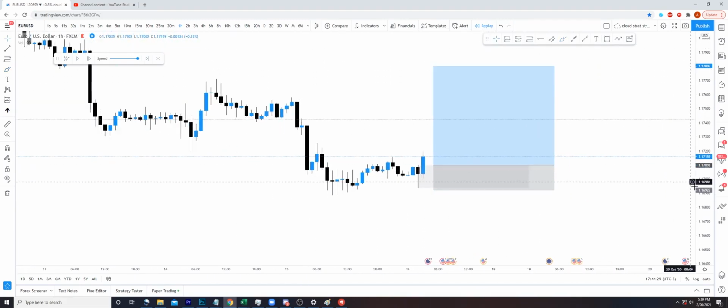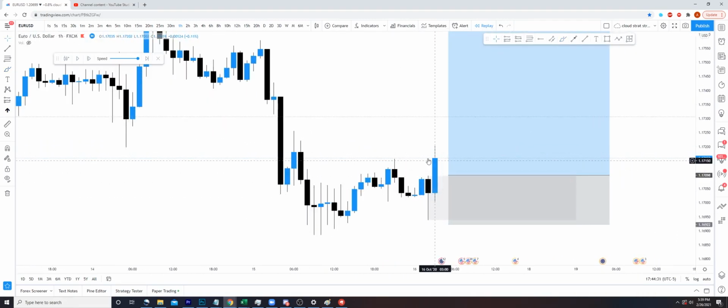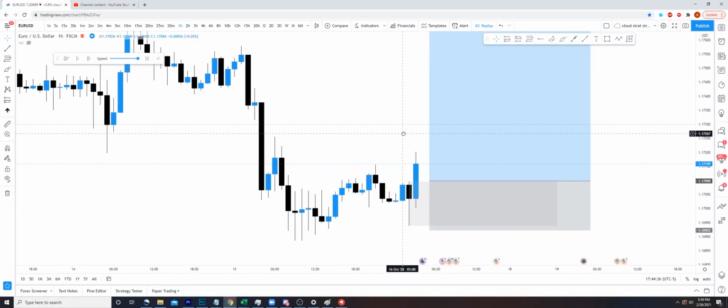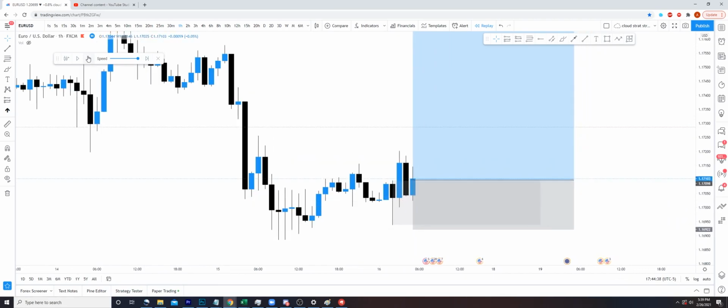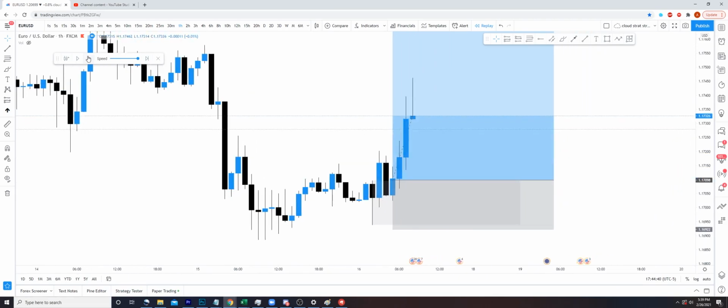So on a 1 hour, that is a demand zone. And the way you tell a demand zone is literally by looking at the last down candle before the up move that occurs. So there it is. We tap into it and we see higher prices being delivered.